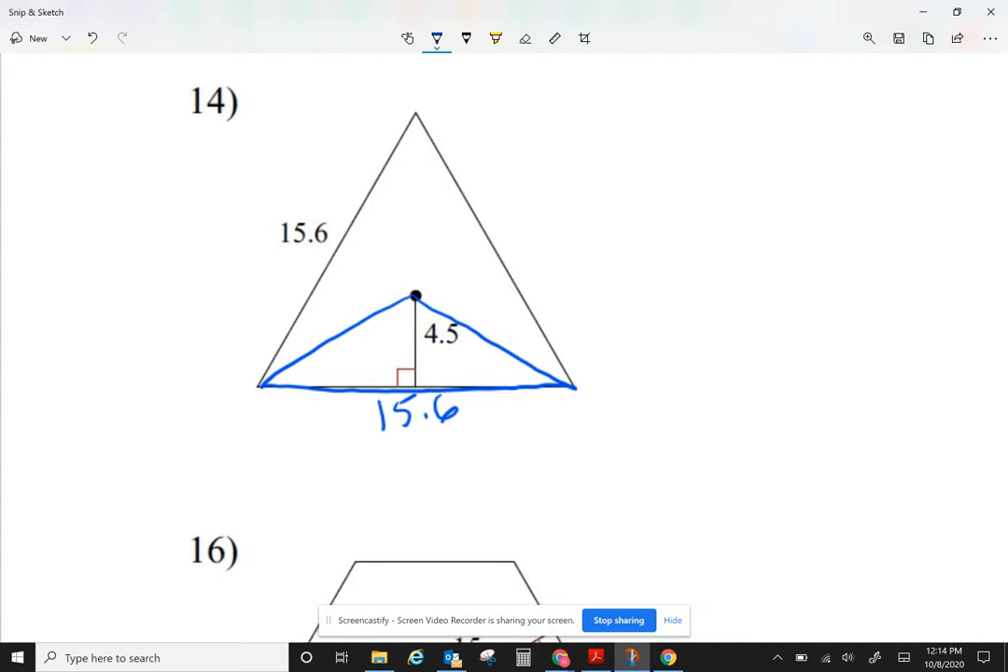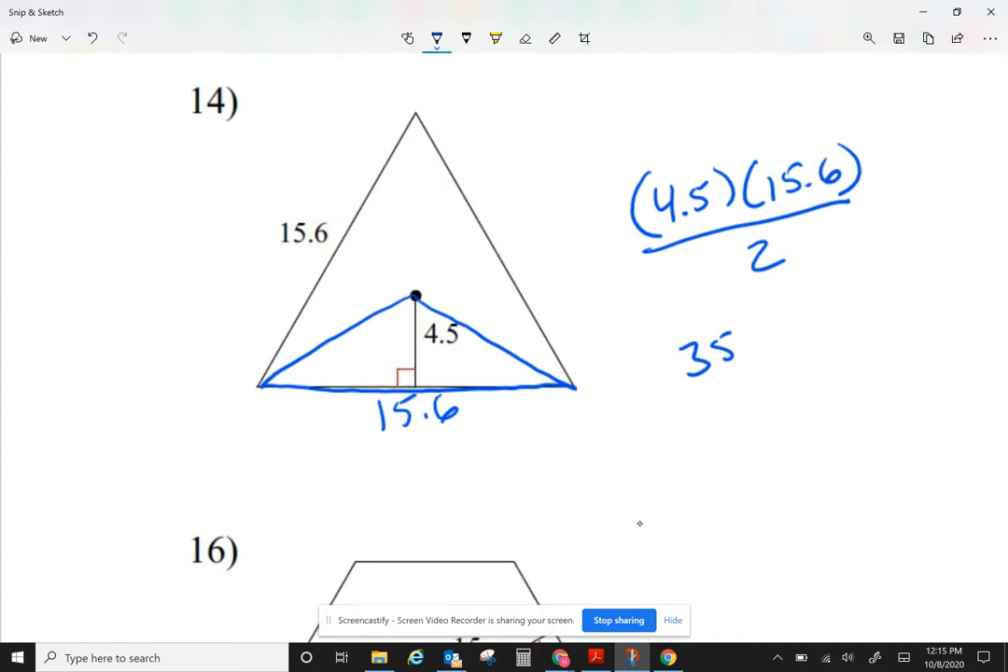The way I'm going to get the area of a triangle, remember, you multiply the two numbers that meet at the 90-degree corner. So in this case, 4.5 times 15.6. Your result, I'm going to divide by 2. So 4.5 times 15.6, and my result, I'm going to divide by 2. That gives me 35.1. That is just the area of this triangle.